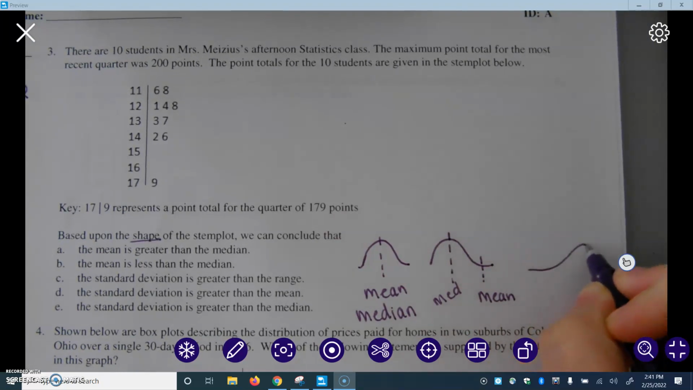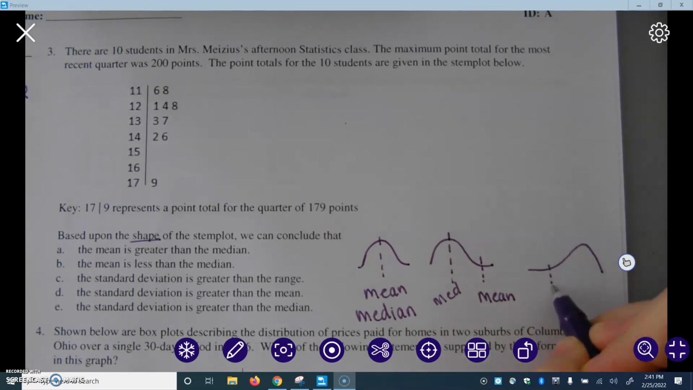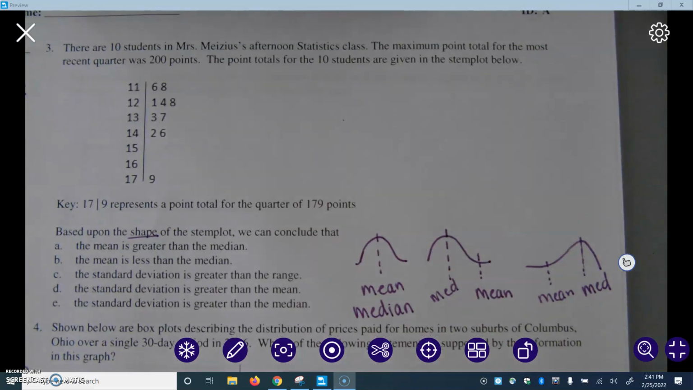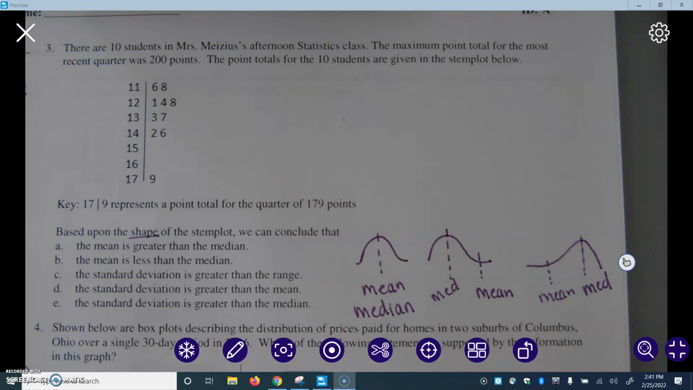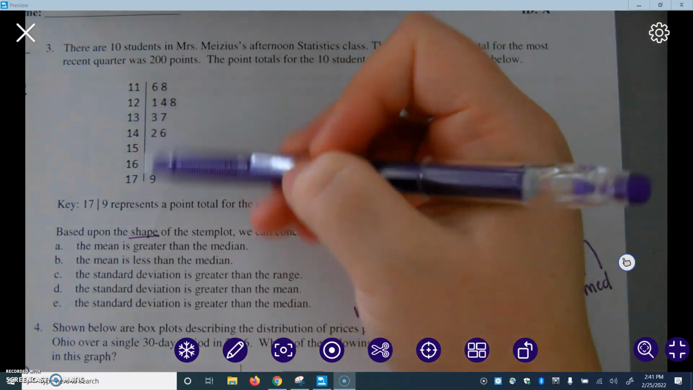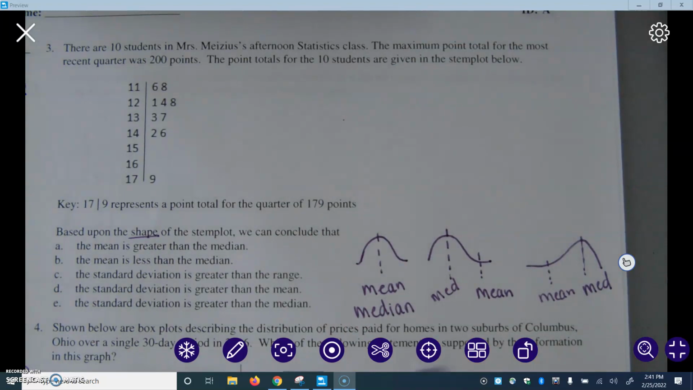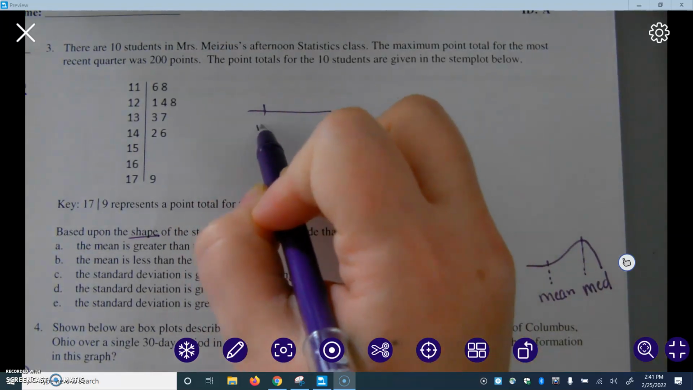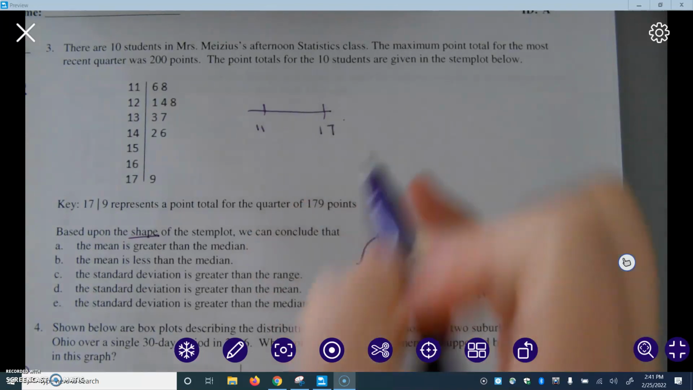And oppositely, when it's skewed to the left, the mean is getting pulled to the left. Your median is going to stay with the rest of the data. So based on which one of these is bigger is how we can get an answer. So when you have a stem and leaf plot, just be careful because you have a vertical display. And usually when we're describing skew, we know the smaller numbers are on the left and the bigger numbers are on the right. So just keep that in mind that this is going from 11 to 17.